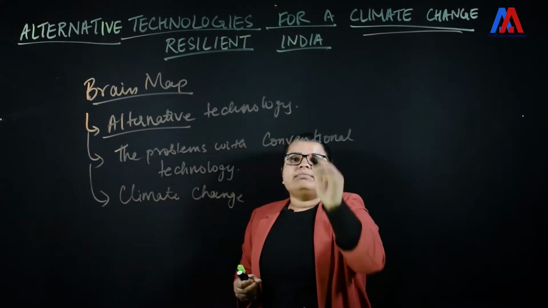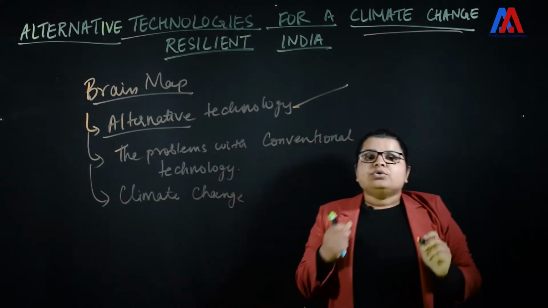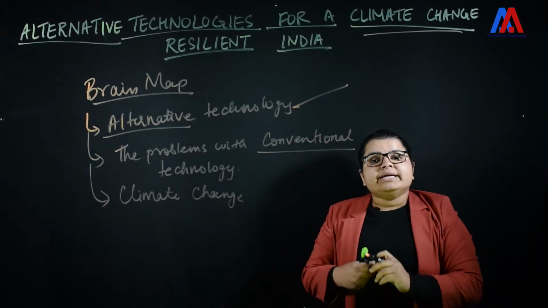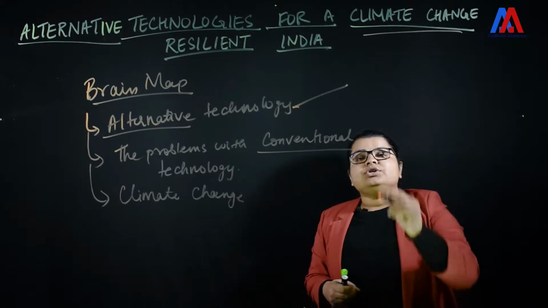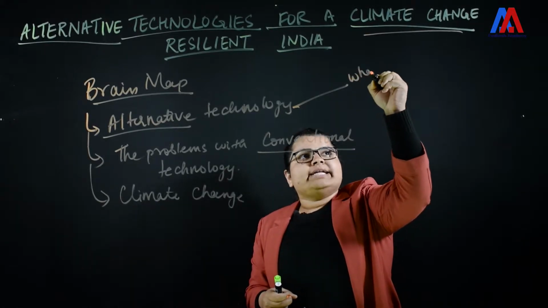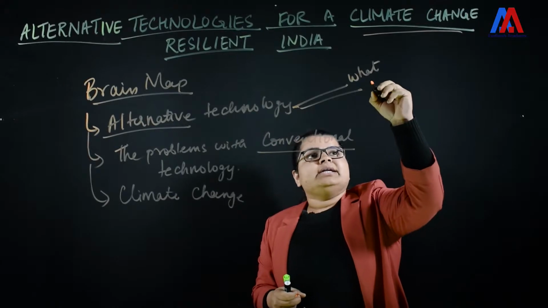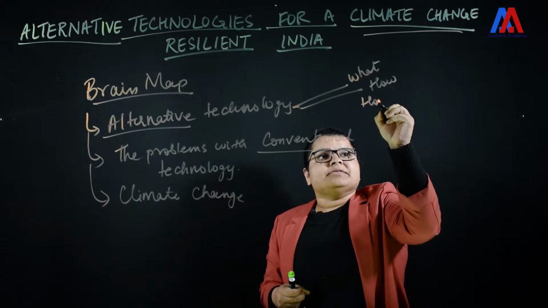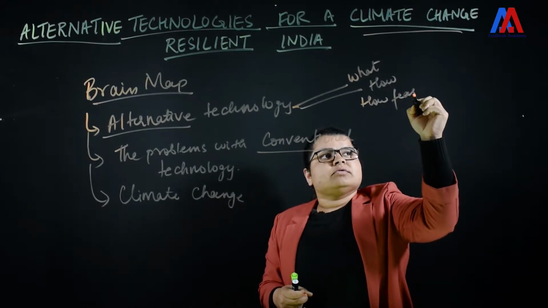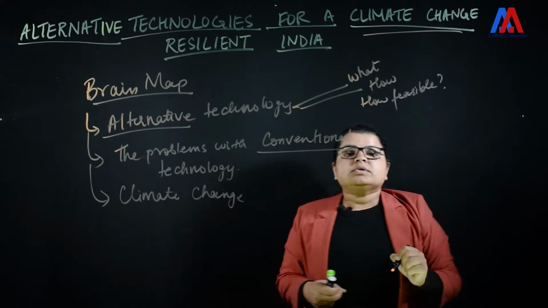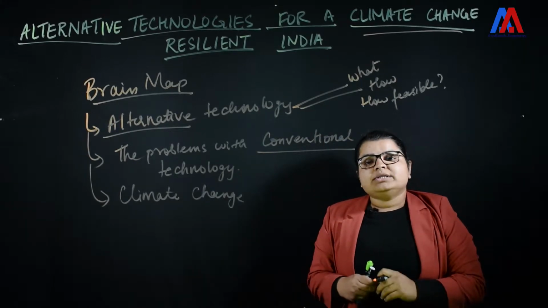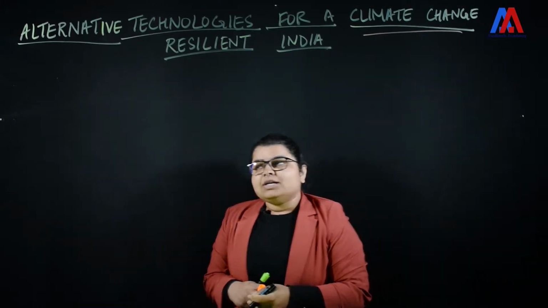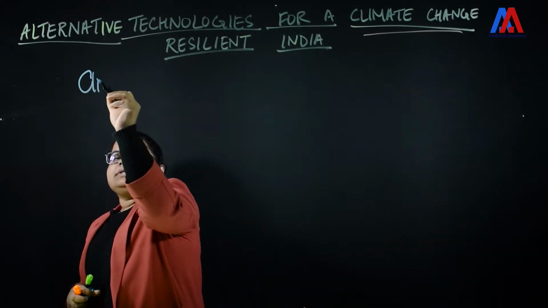Now, when you are talking about the alternate technology, you need to present the ideas to solve the problems which happen due to the conventional technologies. So, you need to tell what are the technologies, then how can they solve the problems, and how feasible are they. So, let's start with taking up each topic and discussing them. First of all, let's talk about the climate change.